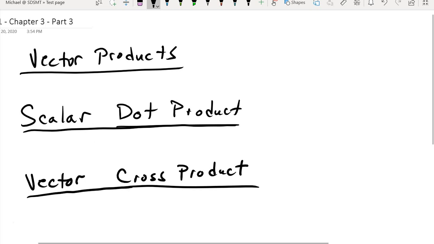The reason I prefer to use the full name of these products is because we are reminded as to what we are going to produce. With the dot product, we're going to produce a scalar, and a scalar is just a numerical value. We do not require any direction to be associated with it. But with the cross product, we are producing another vector, and so we have to have both magnitude and direction.